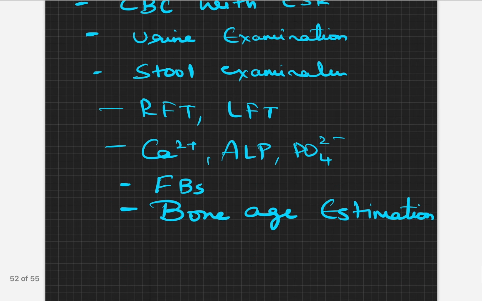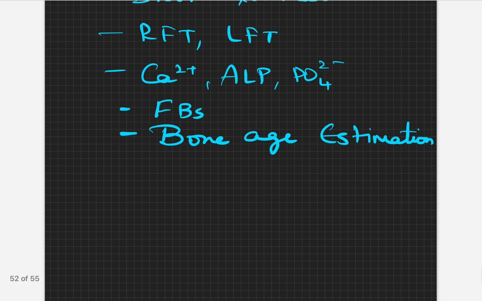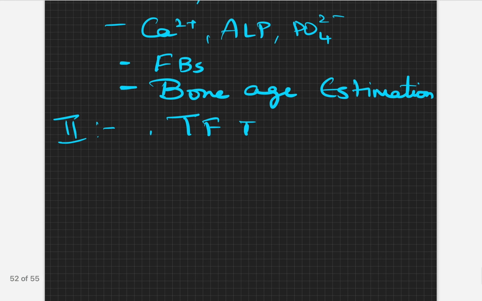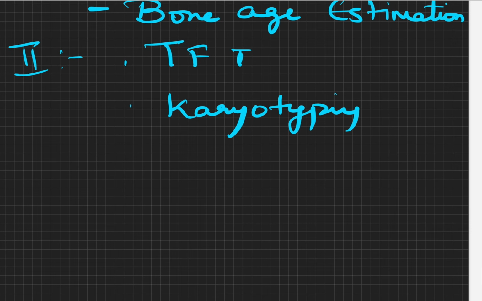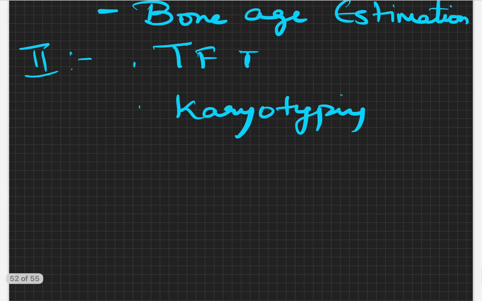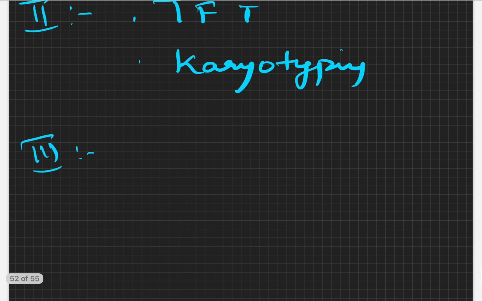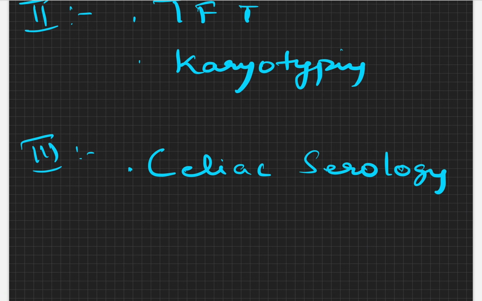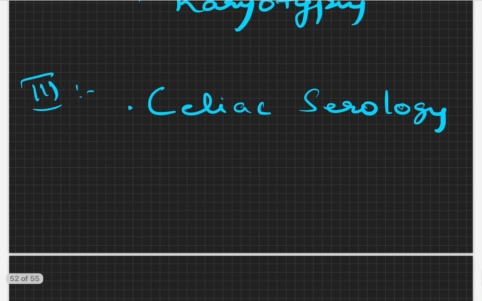If level 1 is showing nothing, like if everything is normal, we go for level 2 investigations. We do thyroid function test and karyotyping to look for chromosomal abnormalities, especially Turner syndrome. In females, we need to do karyotyping to rule out Turner syndrome as a cause for short stature. At level 3, we go for still higher level investigations, that is celiac serology. Celiac disease is one of the malabsorption syndromes. So to rule out celiac disease, that is gluten sensitivity disease, we do celiac serology.